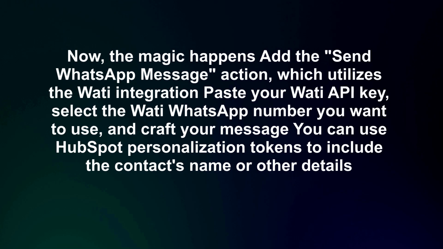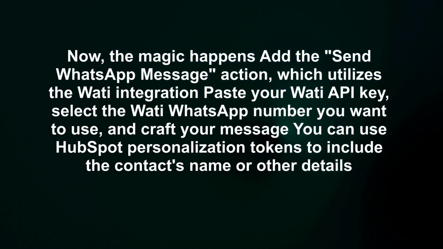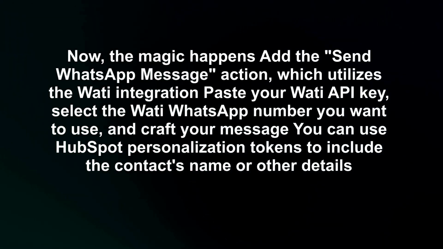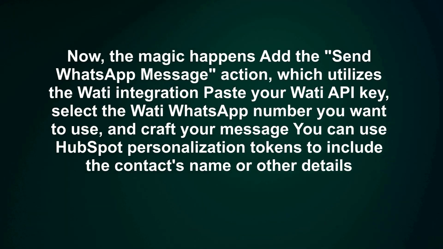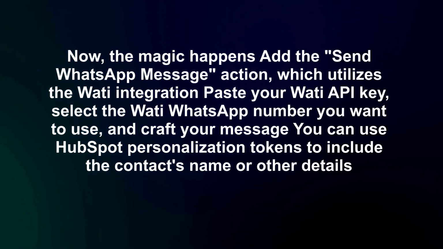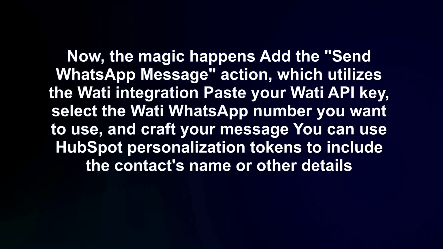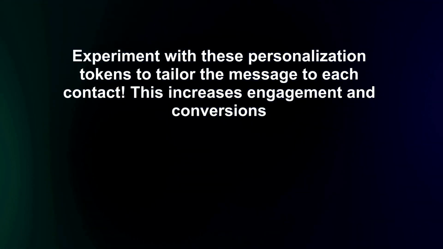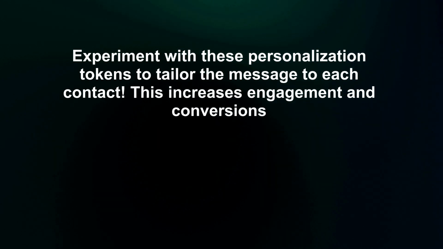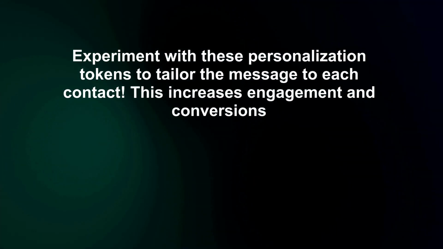Now, the magic happens at the Send WhatsApp message action, which utilizes the Wati integration. Paste your Wati API key, select the Wati WhatsApp number you want to use, and craft your message. You can use HubSpot personalization tokens to include the contact's name or other details. Experiment with these personalization tokens to tailor the message to each contact. This increases engagement and conversions.